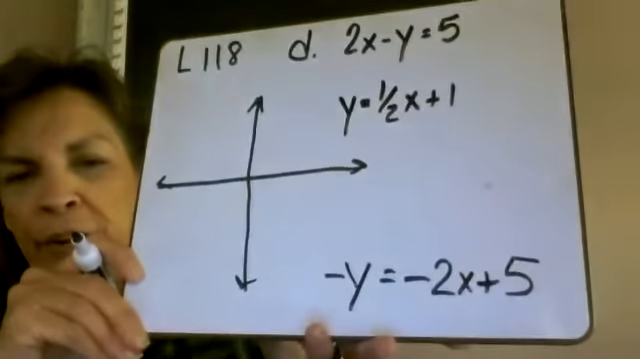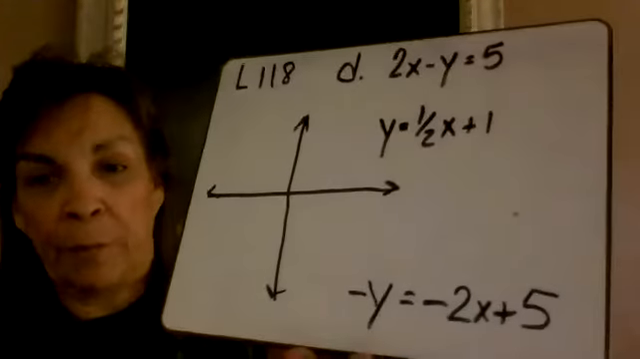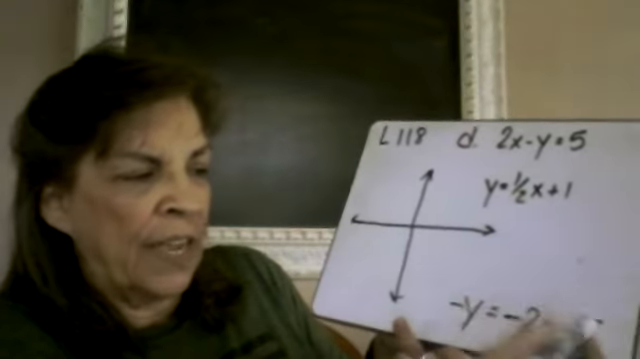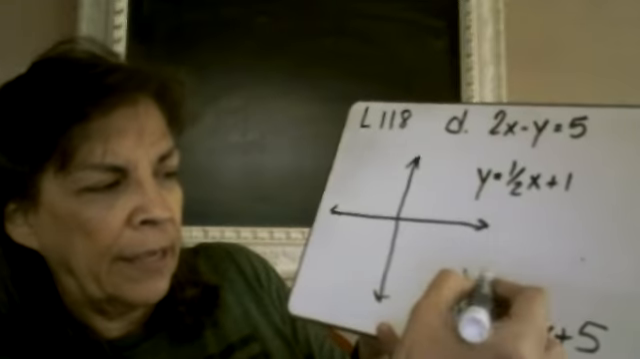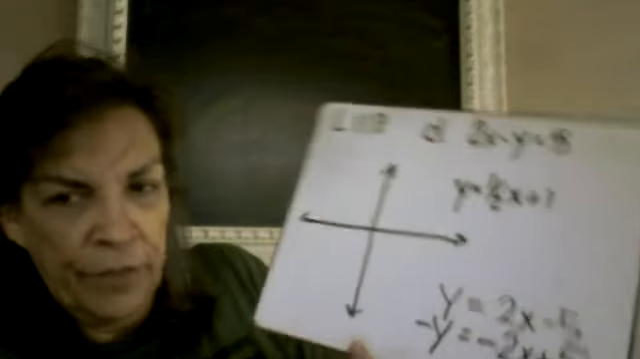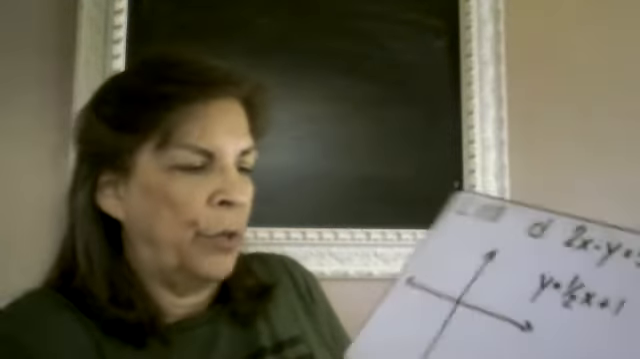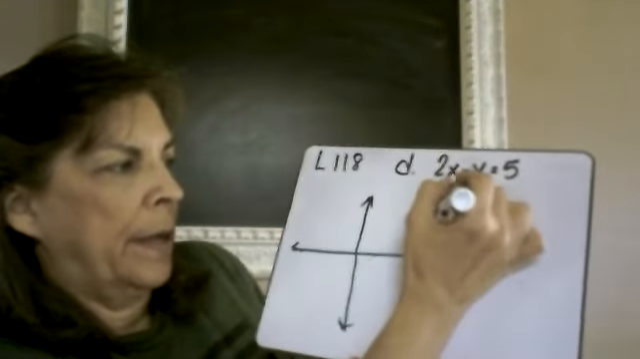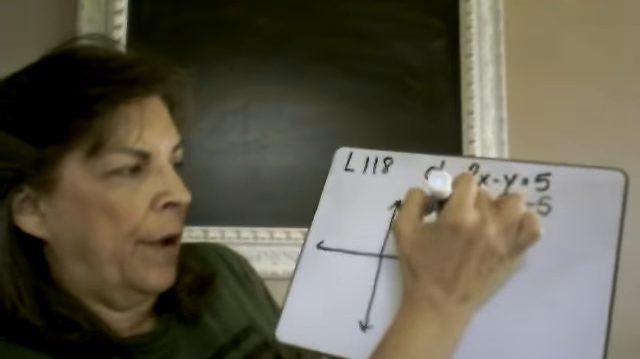I'm not quite there yet because I cannot have a minus y. So let's multiply the whole thing or divide the whole thing by -1. So it basically just changes everything to the opposite. So what I'm really going to have here is y equals positive 2x minus 5. Okay, that is in standard form. I'm just going to rewrite it up here so that now I have my two equations right here. Let's graph them.